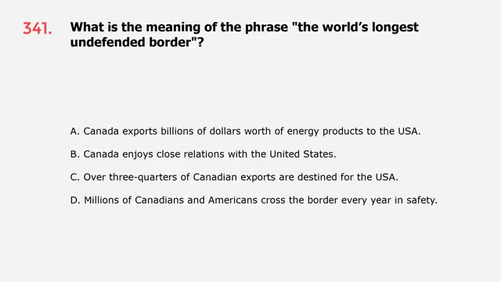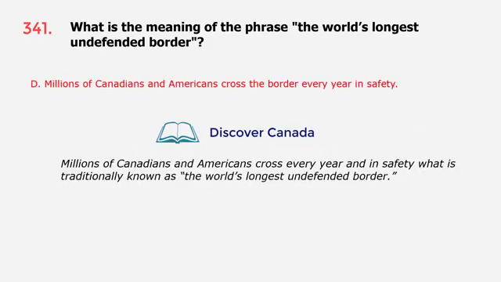Question 341. What is the meaning of the phrase, the world's longest undefended border? A. Canada exports billions of dollars worth of energy products to the USA. B. Canada enjoys close relations with the United States. C. Over 3/4 of Canadians' exports are designated for the USA. D. Millions of Canadians and Americans cross the border every year in safety. The answer is D. Millions of Canadians and Americans cross the border every year in safety.